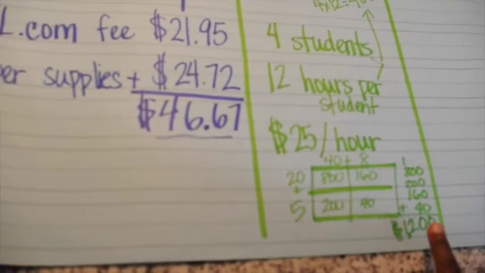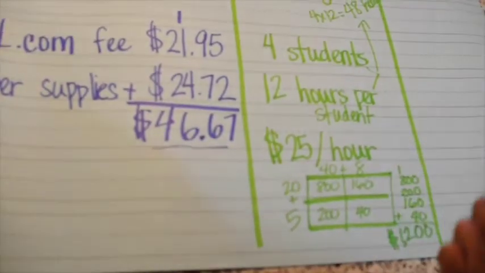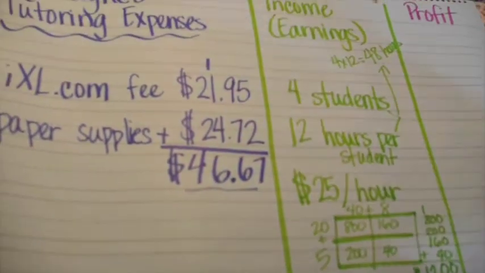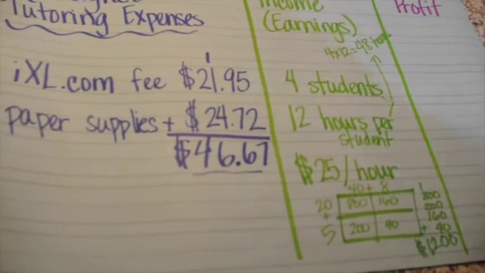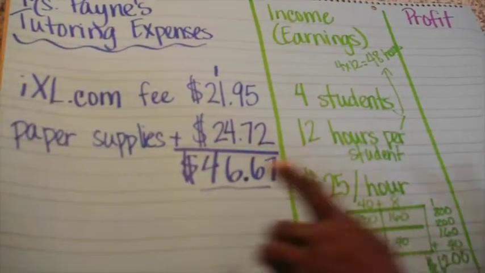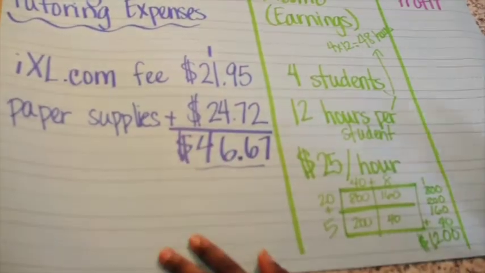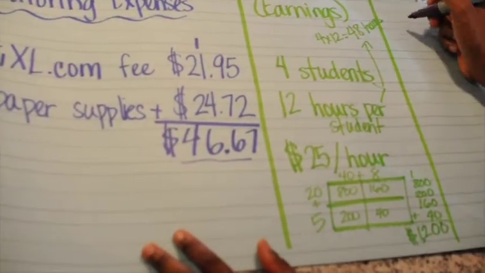Okay? Now, did I say a profit? I'm not making a profit of $1,200. I'm making an earning. I'm earning $1,200. To figure out my profit, I have to get rid of my expenses. I have to pay for this. So I'm going to take out these expenses.